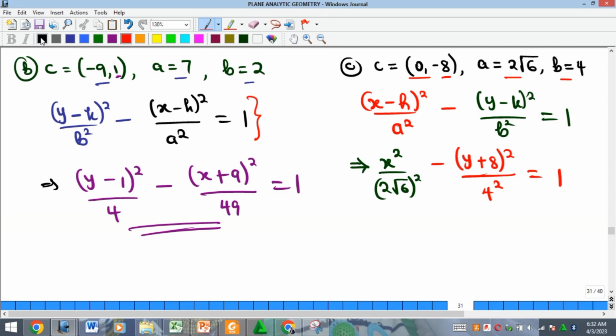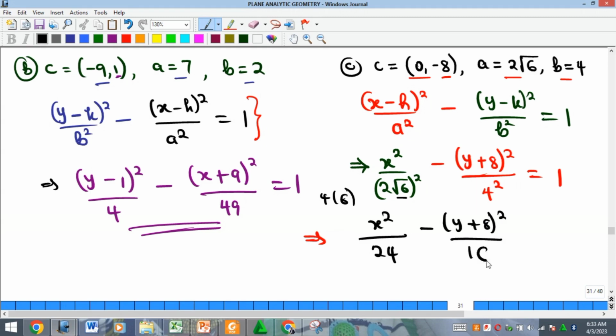So if we simplify what we have, we will simply get that our equation in standard form is x squared over, if you square the denominator here, you're going to have 4 for the square of 2, and the square of root 6 is 6. So 4 times 6 is 24. So we have 24 minus (y plus 8) all squared, then all over the square of 4, which is 16, and that is equal to 1. And this is the standard form.